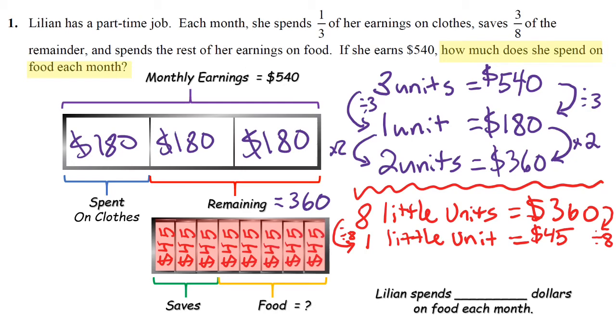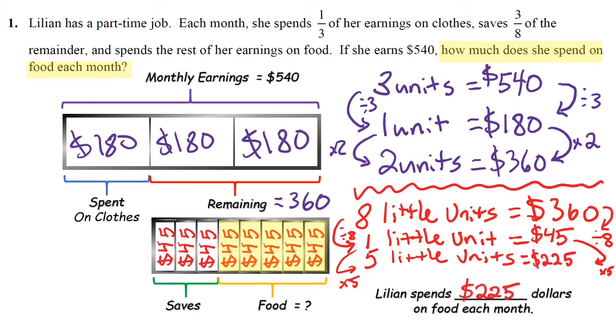So I'll fill those in. I can see that the saved is worth 3 of those 45, but really I'm just concerned with the food. The food part only is 5 of those boxes. So the 5 little units is what I'm looking for. So I'm going to multiply that 45 times 5 to figure it out. And 45 times 5 is equivalent to 225. So that's how much she spent on food.